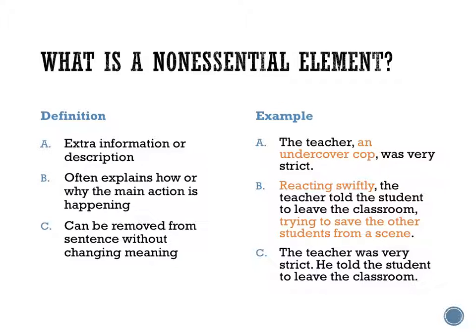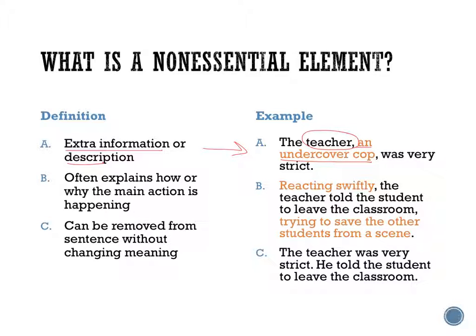So what is a non-essential element when we're talking about writing? Non-essential elements might be elements that add extra information or description. As an example, over here, the teacher, an undercover cop, was very strict. An undercover cop is extra information to describe the teacher, who is the main subject of the sentence.